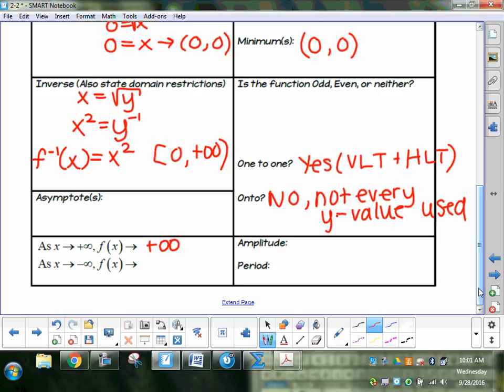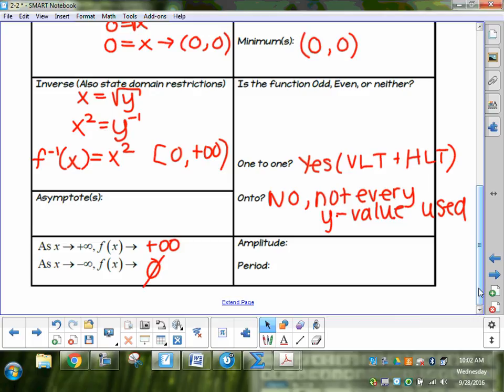What about what happens as we go out to the left? You said nothing. Why did you say nothing? There's no values there. The f of x doesn't exist.